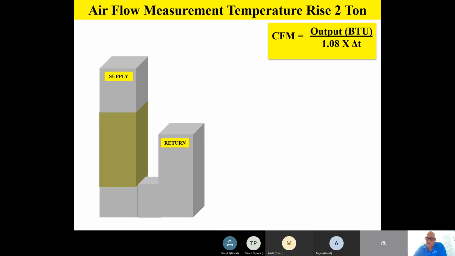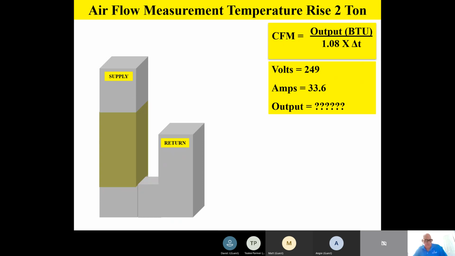So let's say we're looking at a 2-ton unit. Let's say we have a heat pump, a 2-ton heat pump. We shut the outdoor unit off and we energize the heat strips and we turn the air handler on so it's blowing air across the heat strips, and we measure 249 volts. So go ahead and take your calculator and take 249 volts and multiply it times 33.6.